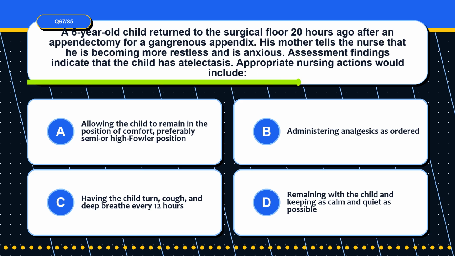Option B. Administering analgesics as ordered. Option C. Having the child turn, cough, and deep breathe every 12 hours. Option D. Remaining with the child and keeping as calm and quiet as possible.